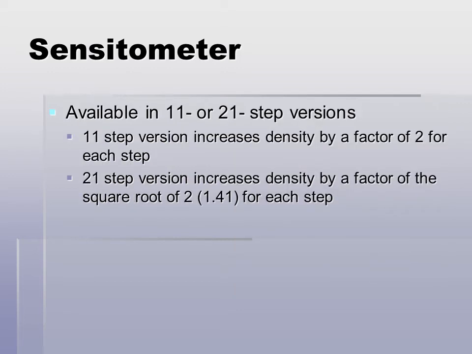It's available in 11 or 21-step version. The 11-step version increases density by a factor of 2 for each step. The 21-step version increases density by a factor of square root of 2, which is 1.41, for each step. This is actually good for processor quality control monitoring.